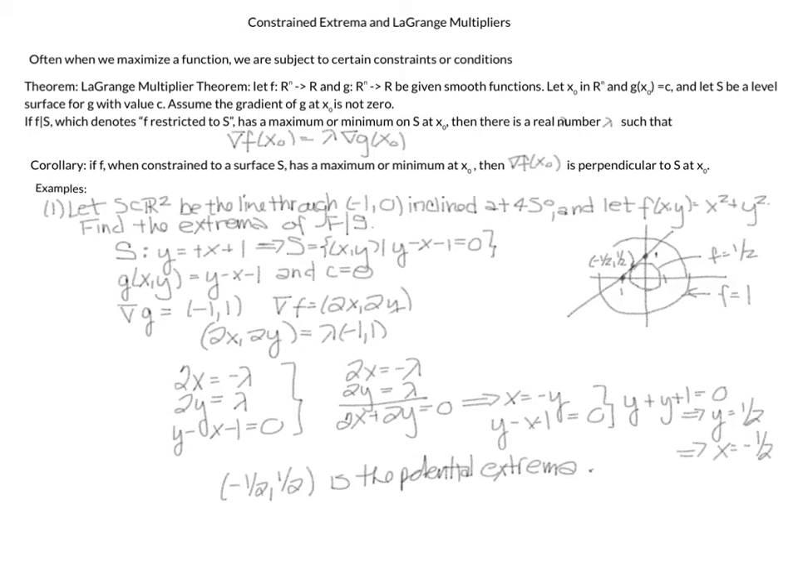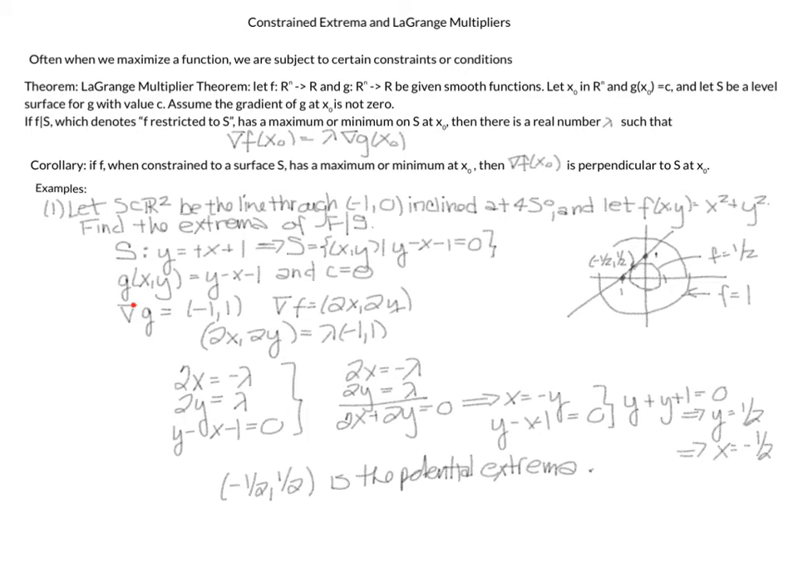Our next example, we're going to let S, our constraint, be the line through the point negative 1, 0, inclined at a 45-degree angle, and f of x, y is equal to x squared plus y squared, the circle of radius 1. And we want to find the extrema of f restricted to S. So I wrote the equation of the line here. Since it's at a 45-degree angle, we know the slope is equal to 1. And then I rewrote that as a level surface, so y minus x minus 1 is equal to 0. Our constraint g is then equal to y minus x minus 1, and we have c equals 0.